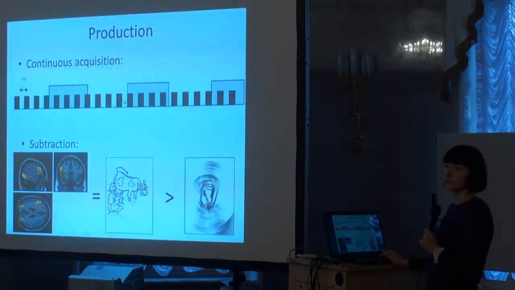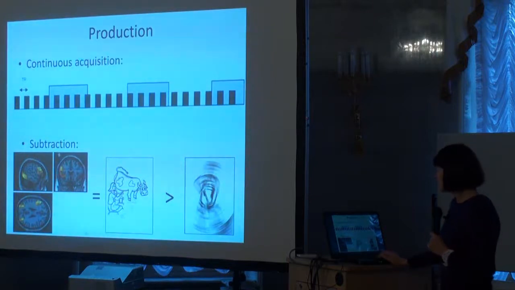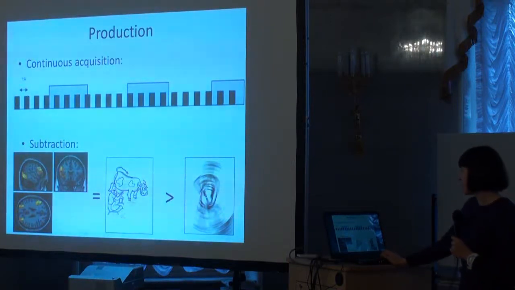Then there is a rest condition. Then your stimulation, and then there is a rest condition. But you acquire brain images all the time, every 2 or 3 seconds. And this is the logic of subtraction. So if this is the experimental condition and this is the control condition, you subtract this from this, and you get the activation related to the difference between the experimental and control conditions.